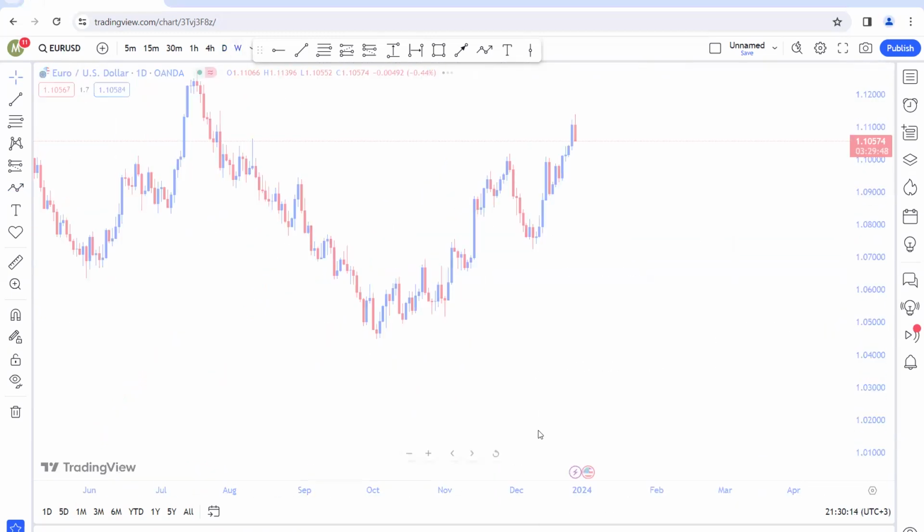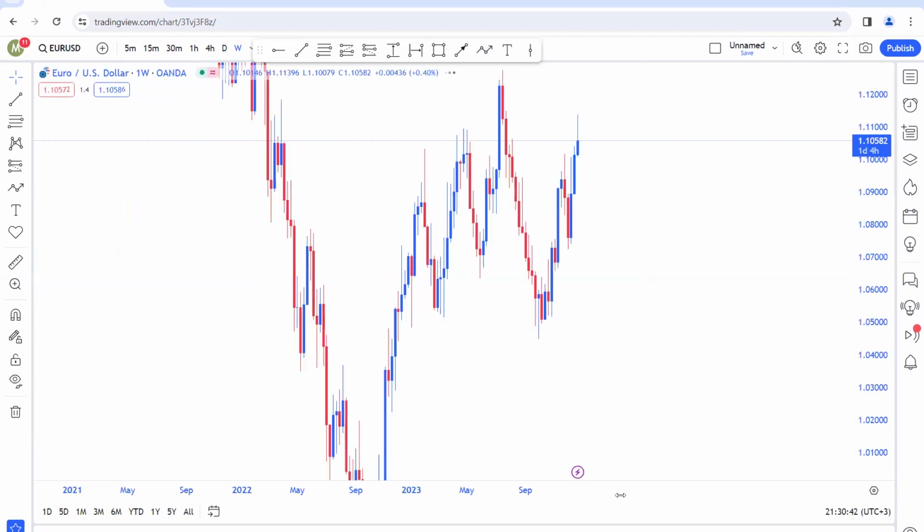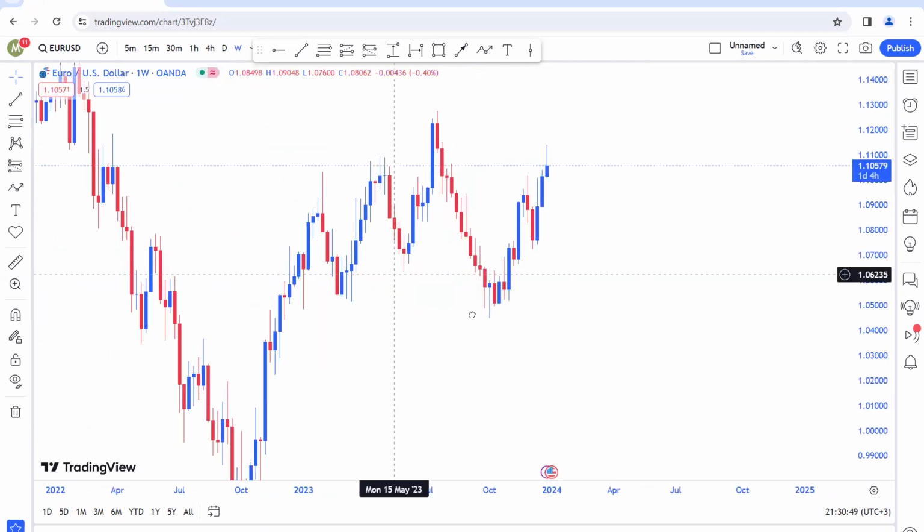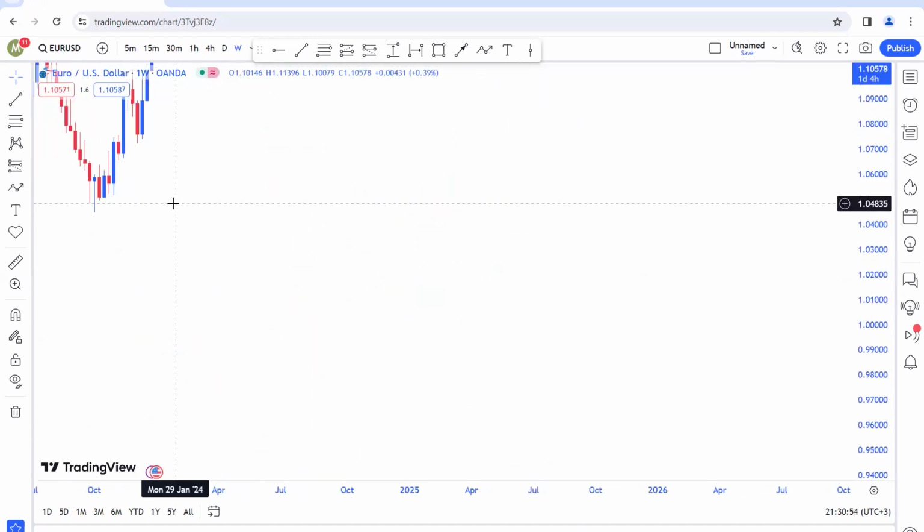Euro USD on the weekly time frame had been bullish for a very good time, and most of you were trapped thinking that it was going to be bullish for a long time, and most of you were actually holding buys. But eventually some of you got stopped out. Quickly it was showing that it was a bit bullish.